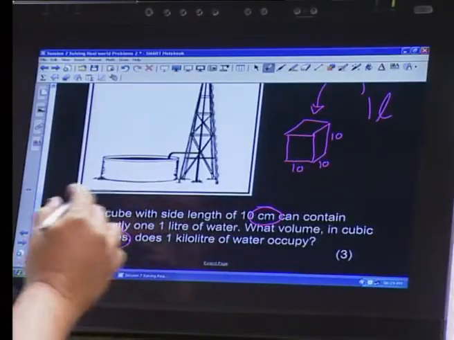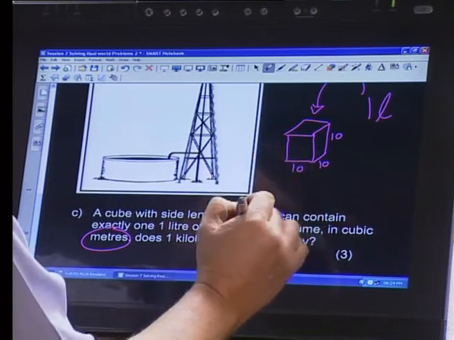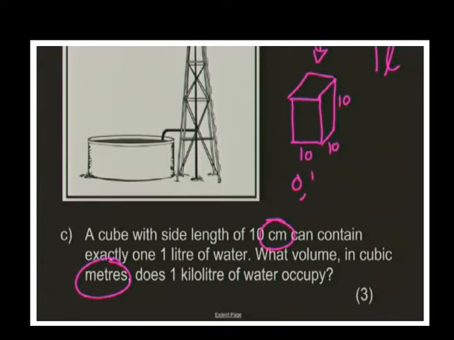So straight away, I'm going to say to myself, change those centimeters to meters. And that's what I'm going to do. So I'm going to work out now, I know 10 centimeters is how many meters? Okay, there are 100 centimeters in a meter. So I've got 0.1 meters, 0.1 meters, and 0.1 meters.